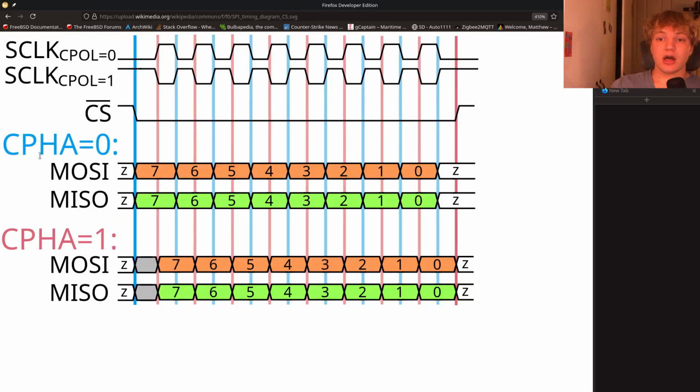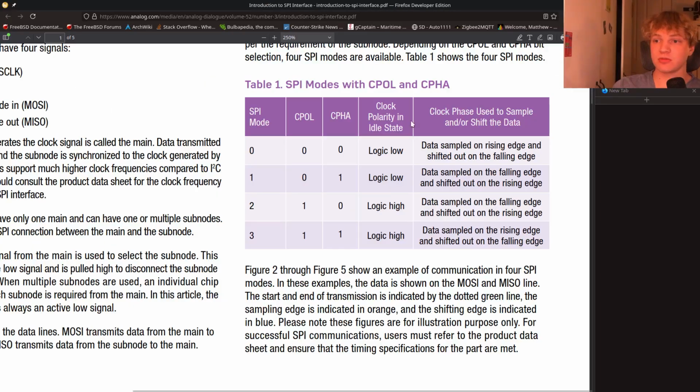So clock phase 1, clock polarity 0. We look at our first thing here, which is a rising edge. Move that down, you can see we shift data on a rising edge, and we sample data on a falling edge. And let's double check that. So clock polarity 0, clock phase 1, data sampled on falling edge, shifted out on rising edge.